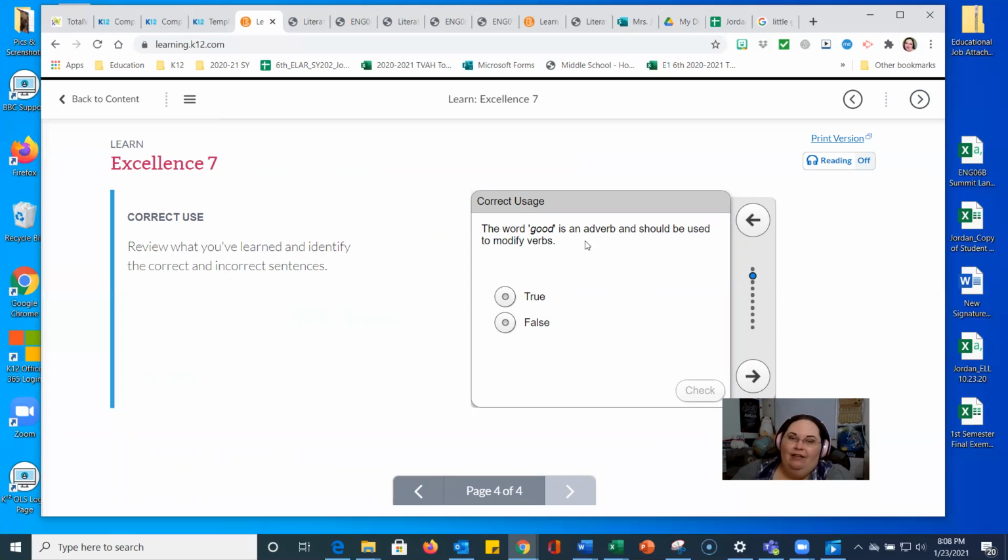The word good is an adverb and should be used to modify verbs, true or false? Check your answer. I hope you got it right. When you know the correct answer, copy and paste that into your review document. The word well is an adverb and should be used to modify verbs, true or false? Check your answer. And once you know the correct answer, copy and paste the question and answer to your review document.